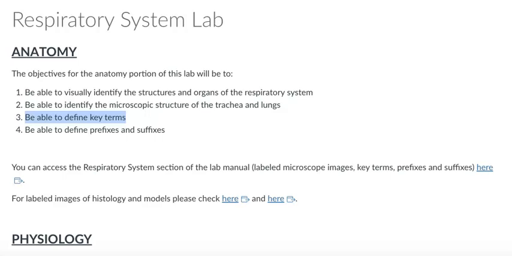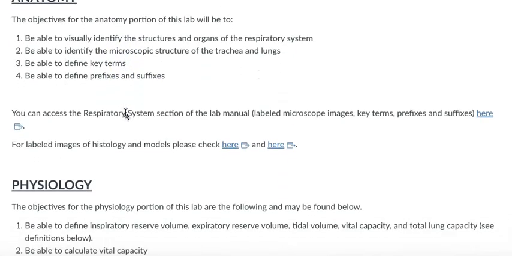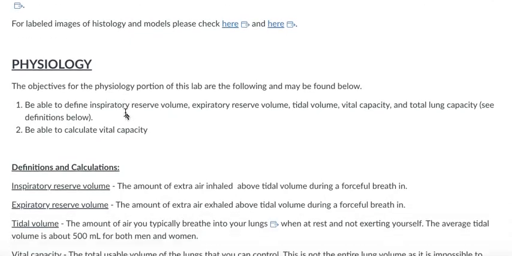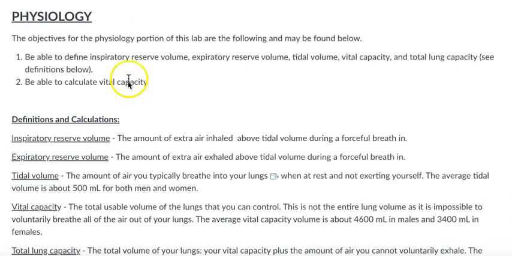Hello everyone, and welcome to the Respiratory System Lab. This lab will have an anatomy and physiology portion. I'm actually going to start in a little bit reverse order with physiology first. Everything you need to know about the physiology is going to be right here on this Canvas screen.